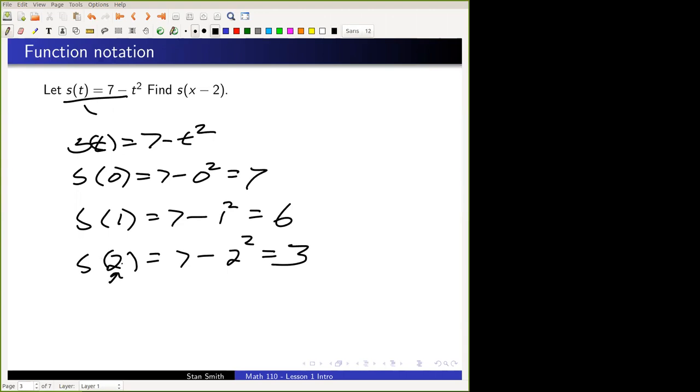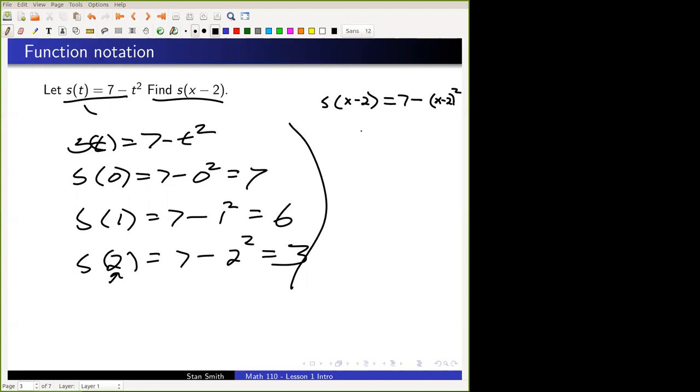Whenever you plug in, you want to evaluate it at that particular point. You plug it in for the t and you go with it. It's a substitution problem. Here we want to find s evaluated at x minus 2. Well, you do it the same way. S evaluated at x minus 2 is going to be equal to 7 minus, and wherever t shows up, I'm going to replace it with x minus 2. Now, technically, I'm done. There's not much more to do.